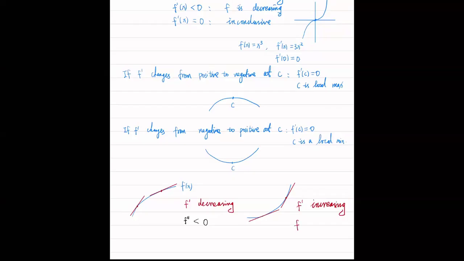Then what do you say about the second derivative? It would be linear. Okay, so this time the second derivative will be positive. So how does the derivative change? In this one, the derivative becomes smaller and smaller, so the second derivative is negative. In the other, the derivative becomes larger and larger, the derivative is increasing, and the second derivative is positive.